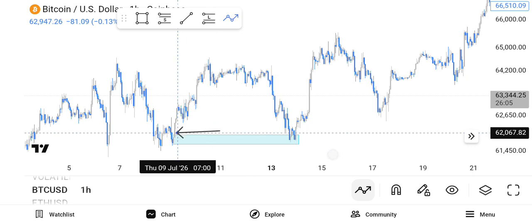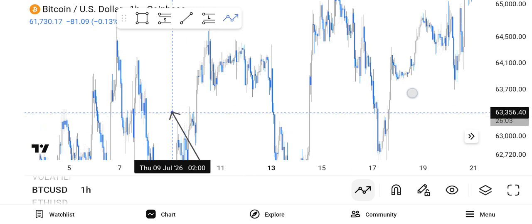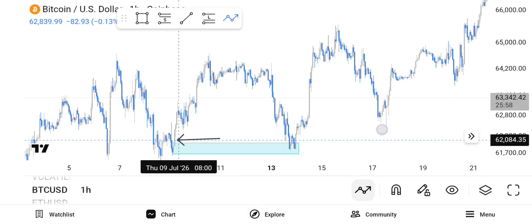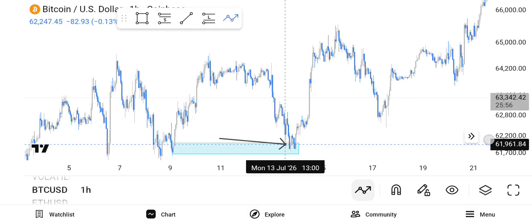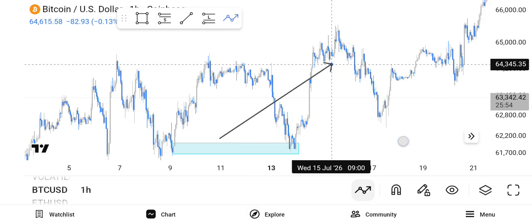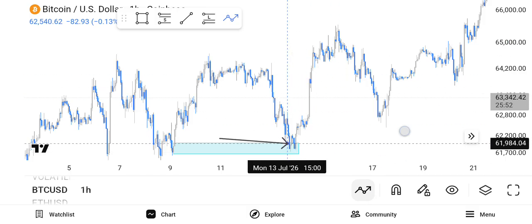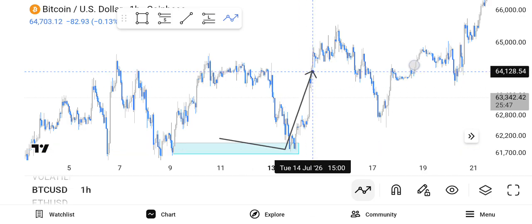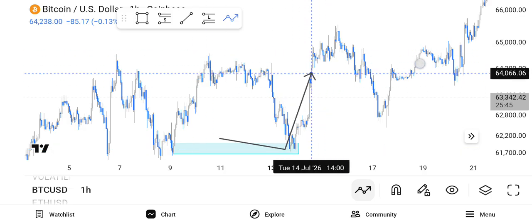Let me zoom in a bit. You can see the inefficiency right here in the market. Price came in, filled it, straight leg of price action to the upside. And see, price came in, filled this, straight leg to the upside, creating another higher high.